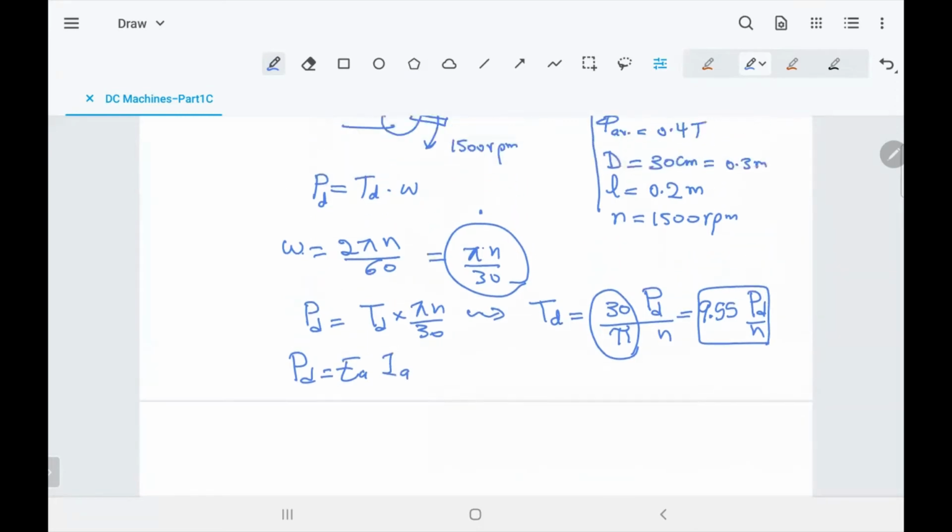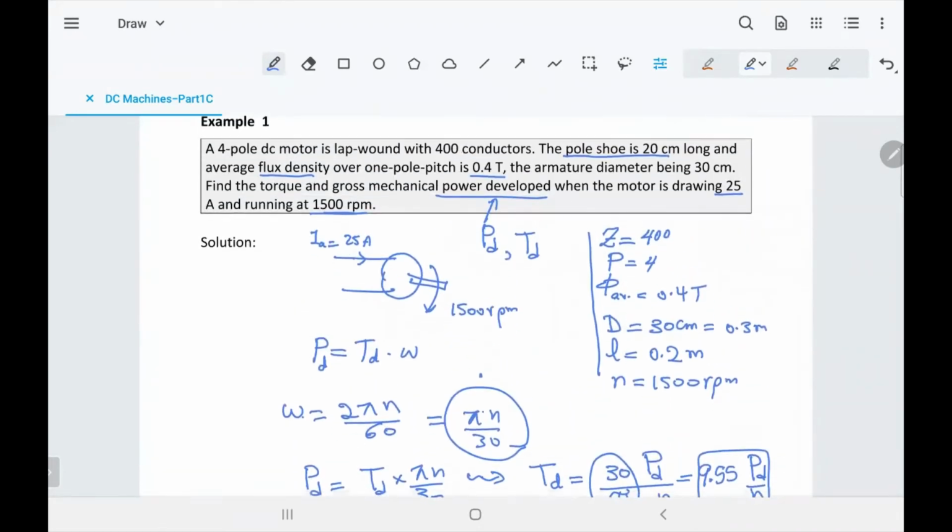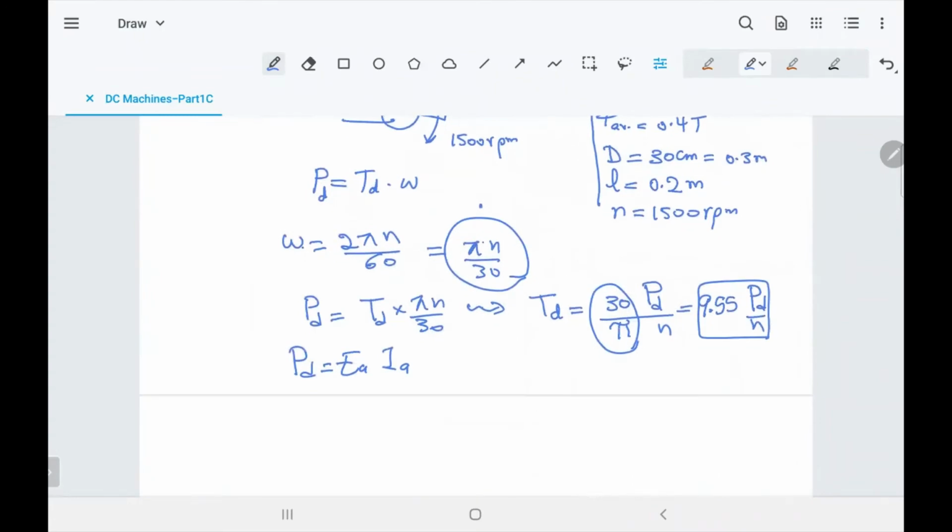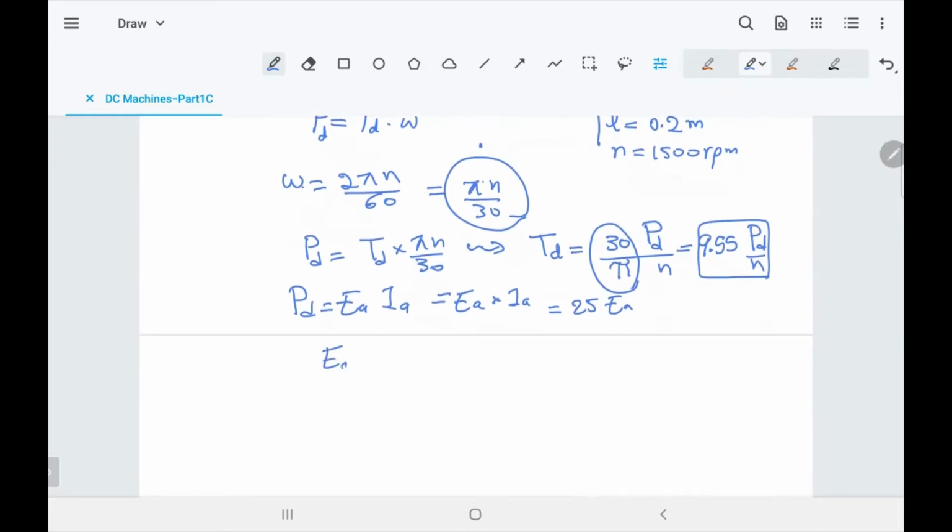Okay. So now, do you have I_A? Yes, you do. I_A is given as 25 amps. So I know that the power is equal to E_A times I_A, and I_A is equal to 25, so 25 times E_A. But what's E_A? I don't have it. So now my job is to calculate the induced EMF, or the back EMF, E_A. How do you find E_A? We just explained it before we started the example. E_A is equal to the machine constant K_a times phi times omega.